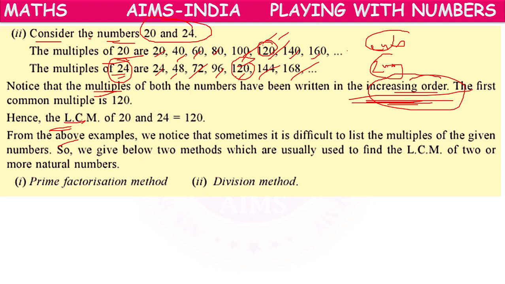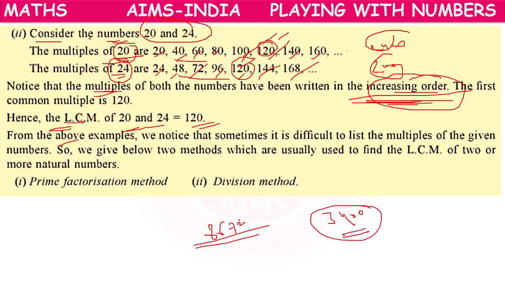One is enough. Because we are writing in increasing order, the first one will be the least one. So LCM of 20 and 24 is 120. Okay. But if we have bigger numbers like 8672 or 3400, the LCM of these two 4-digit numbers, in this method, if you want to find, it will be so difficult.